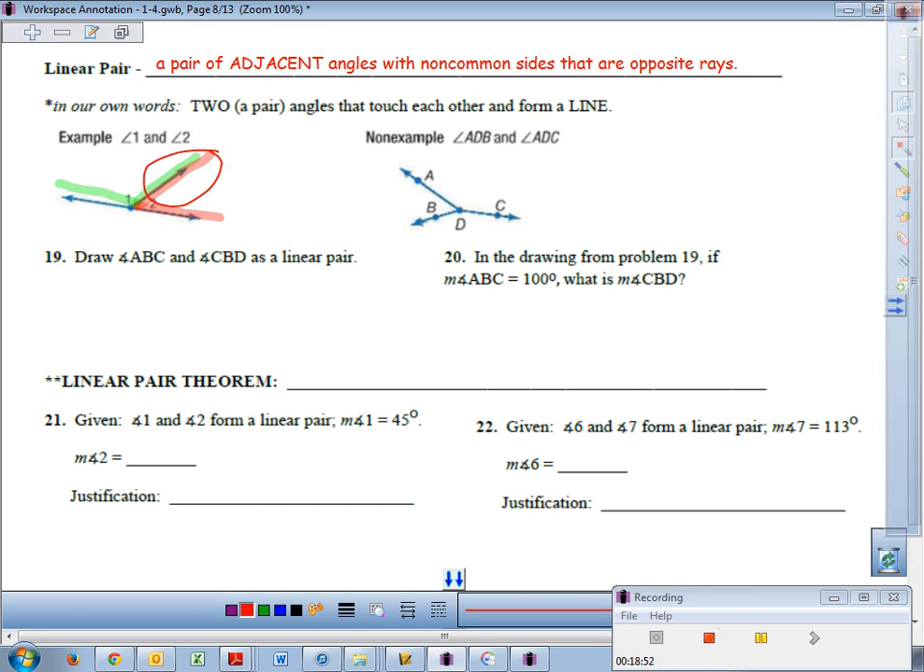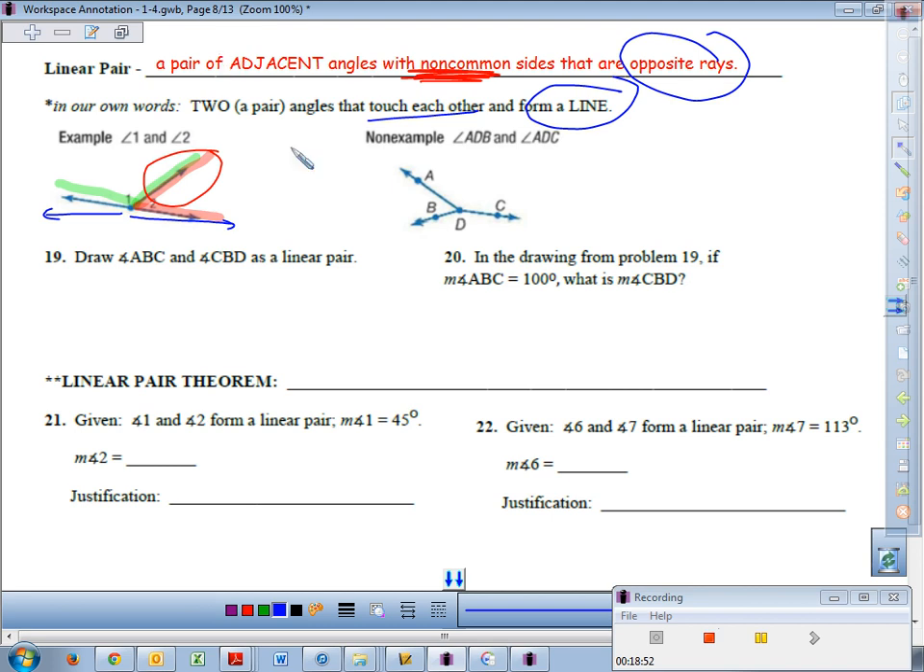But I don't care about the common side. I care about the non-common sides, right? That would be this dude, I'll use blue, this dude right here, and this dude right there. Those are the ones that were singly highlighted green and singly highlighted red. Together, they form what's called opposite rays, which is known as a line. Two angles that touch each other and form a line is what a linear pair is. Sound okay? Two angles that touch each other and form a line.